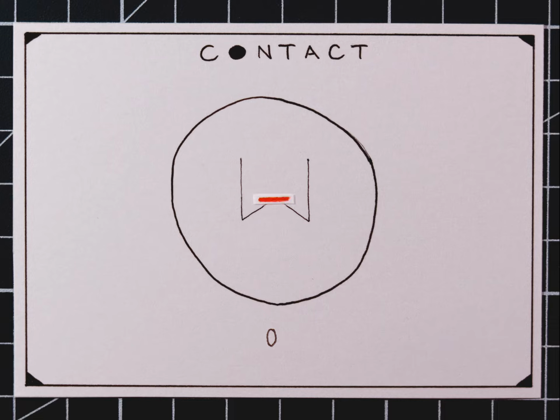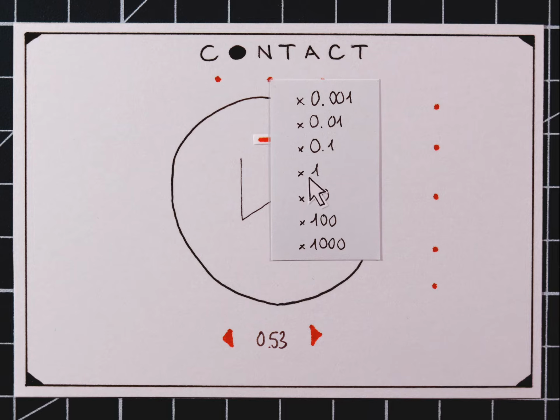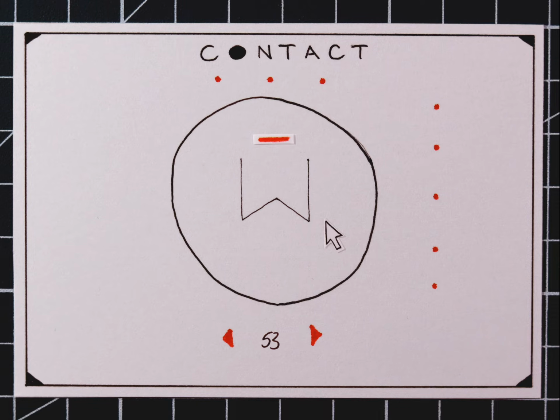You define it with the red cursor by moving it, using the guides, or by increment. And finally, the second dot above allows us to multiply or divide W value by a power of 10.